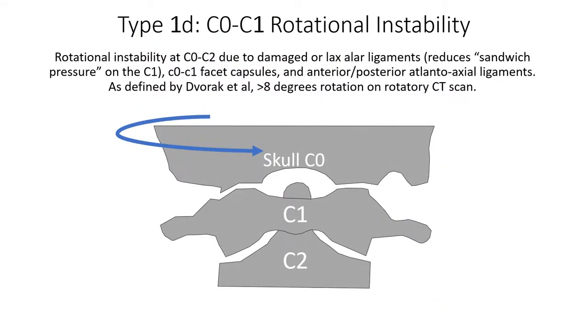Here, type 1D focuses on C0-C1 rotational instability. So that's when the skull rotates too much against the atlas, or C1. And this has been defined by Dvorak et al. as greater than 8 degrees on a rotatory CT scan. Now, this is one of those areas where DMX is going to underperform. You know, we like digital motion X-ray for a lot of things, and upright MRI for a lot of things, but both of those will underperform here, and a rotatory CT scan will probably diagnose this much more accurately.